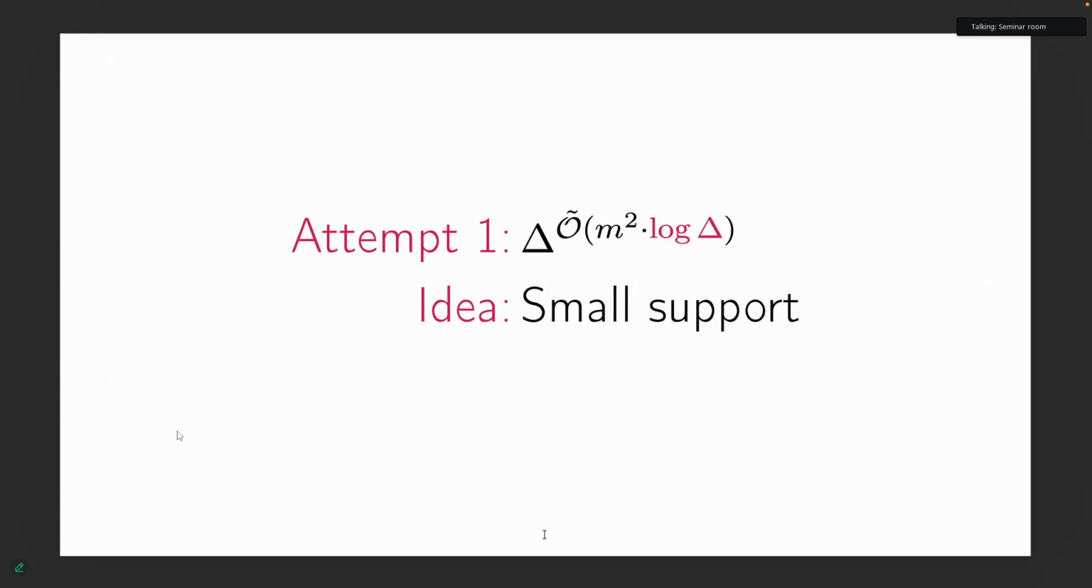So first I will tell you the baseline, how to combine the already known techniques to get a delta to the log delta algorithm. It will also be quadratic in m in the exponent, so it's bad, but it's very simple.